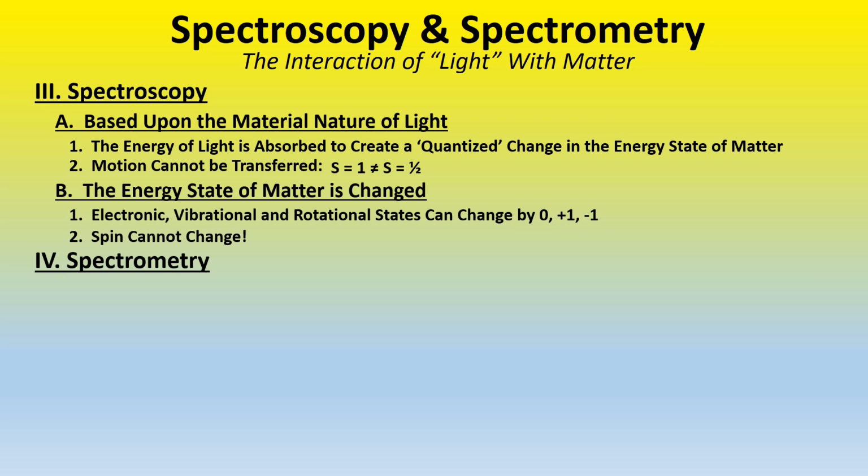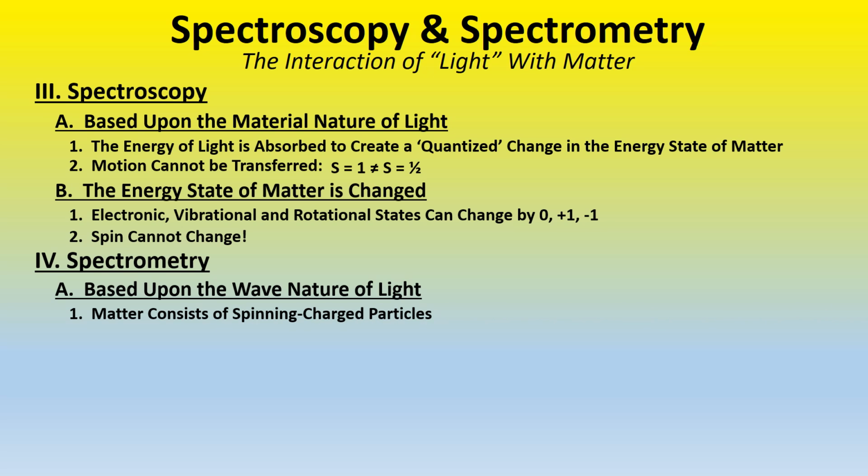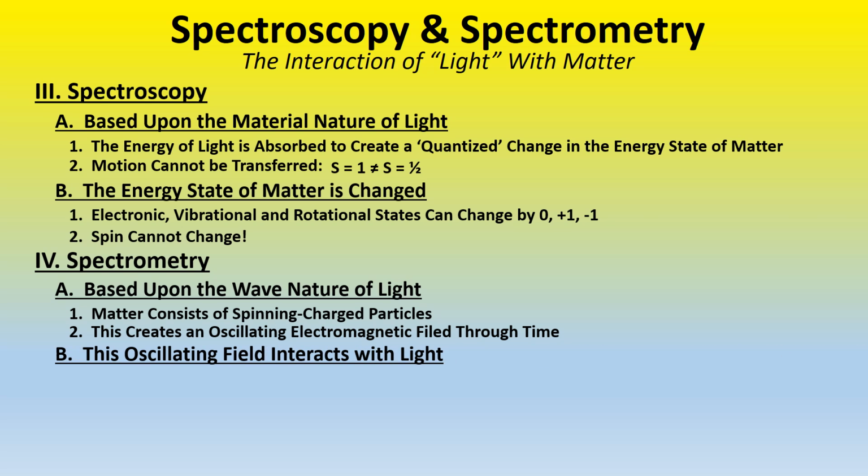Spectrometry, on the other hand, is based upon the wave nature of light. Once again, quantum mechanically, matter is composed of spinning charged particles. Since they are spinning at an angle, they will precess through time, and the very existence of these particles creates an oscillating electromagnetic field as they precess back and forth. Electromagnetic fields will interact with each other. Therefore, the internal motions of atoms and ions will interact with the electromagnetic field of light.